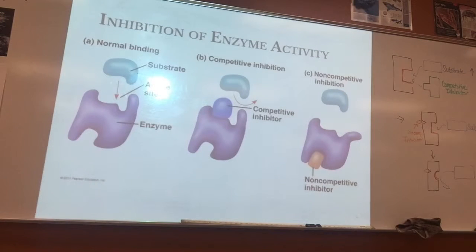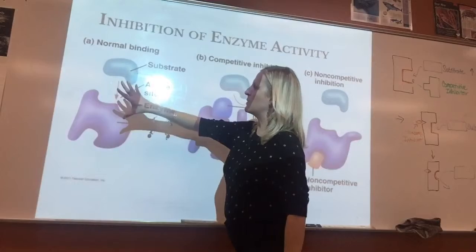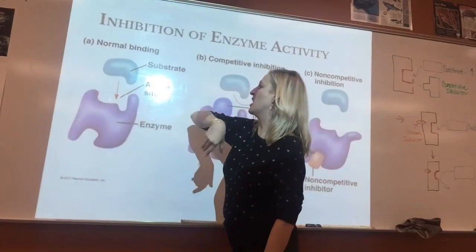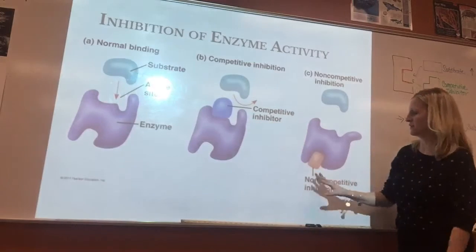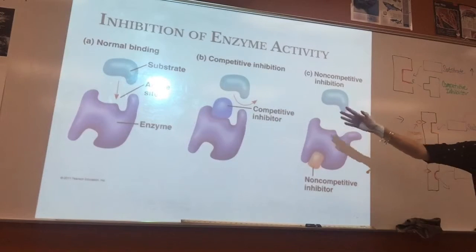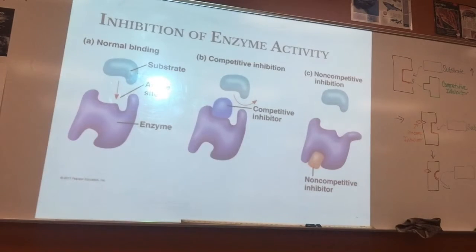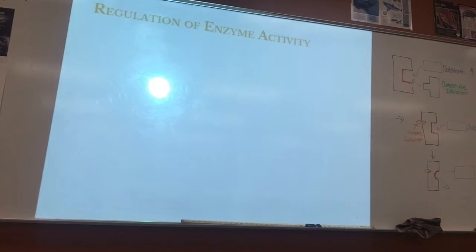All right, so this is what you have in your sheet. It just compares and contrasts a normal enzyme, what it looks like, its normal shape, and the substrate that fits into that, competitive versus non-competitive inhibition. Both of these stop the reaction from happening.